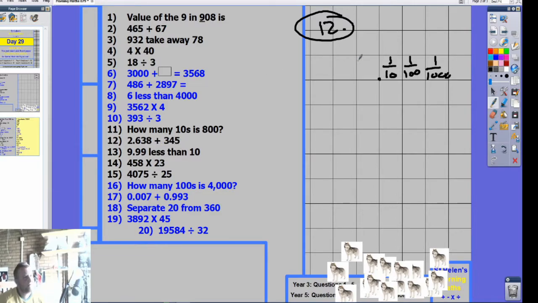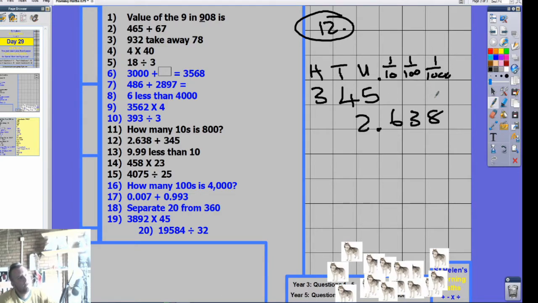How many whole numbers are there? There are 3. Units, tens, hundreds. The fact that I've got that is going to be absolutely perfect. Let me put my biggest number in first. 3, 4, 5. Let me put the other in. 2 units, 0.638.